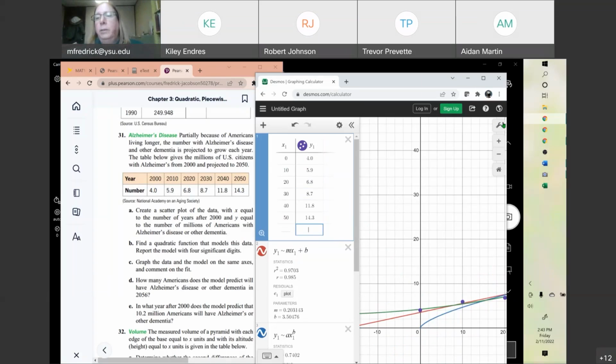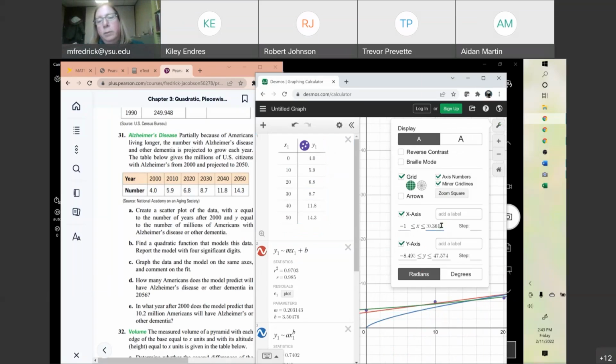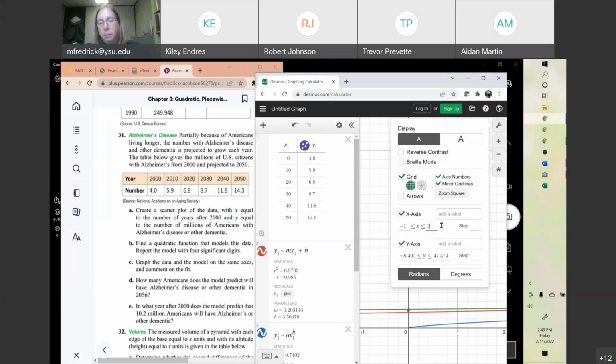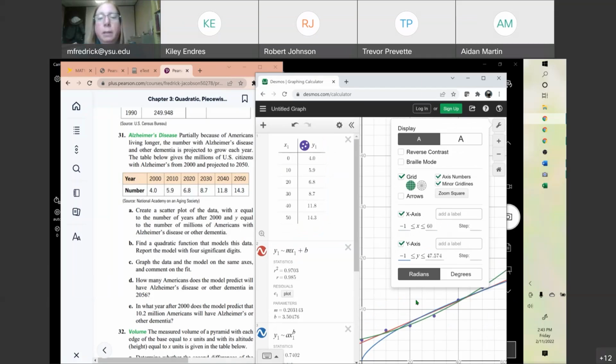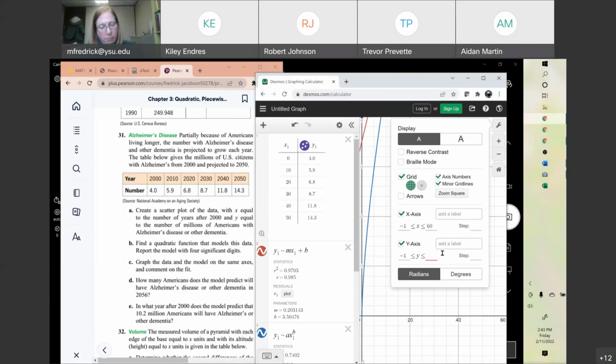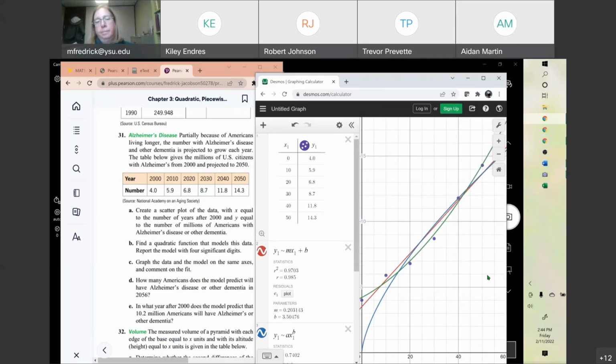I'm going to adjust the window so you can see them all. So I'm going to go from -1, and it goes up to 50, so I'm going to go 60. And then the Y, -1, and then it goes up to 14, so I'm going to do 18. Any questions on the graph or the scatter plot?